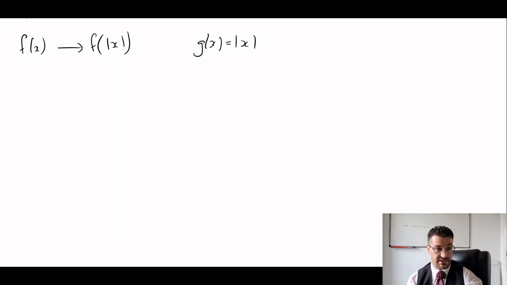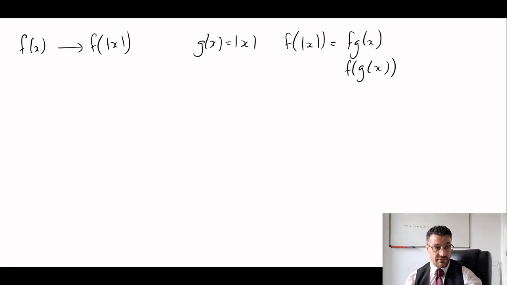Okay, so we've got another transformation to have a look at, which is f of x to f of the modulus of x. Again, we can think about this as a composite function. So if we've got g of x equals modulus of x, then in this case we've got f of modulus of x is equal to f of g of x. So before we had g of f of x, here we've got f of g of x. Or, as I would have a tendency to write it, f of g of x with the extra pair of brackets.